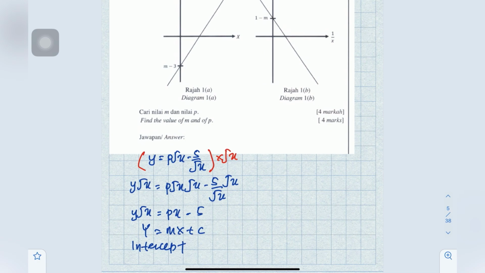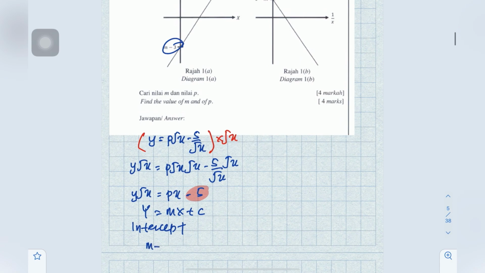Okay, the intercept we have for this one is negative 5. The other intercept is M minus 3. Okay, so we equate them. M minus 3 equals negative 5, so M equals negative 2. Now we have the value of M.